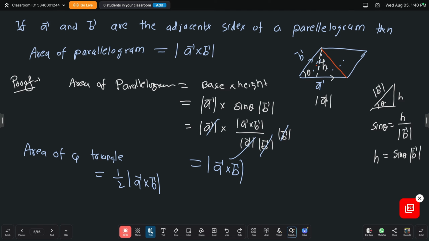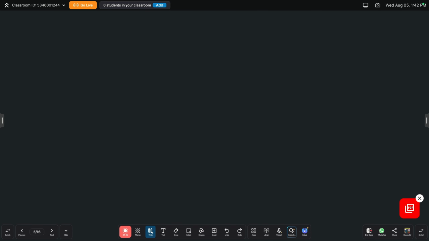In fact, you can prove it also here. What is the basic formula for area of a triangle? 1 upon 2 base into height. So here 1 upon 2, 1 upon 2. Prove? No. So now what about the general quadrilateral?